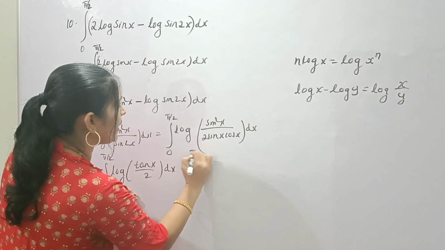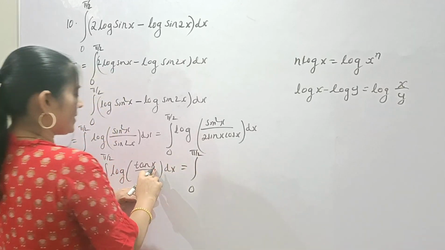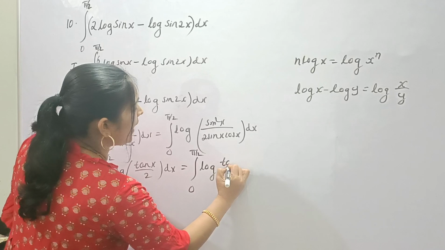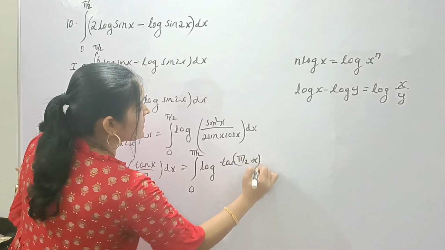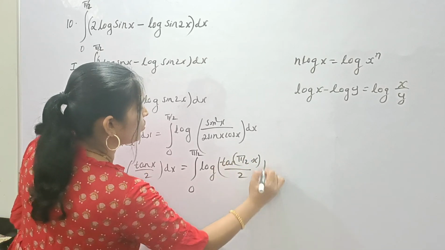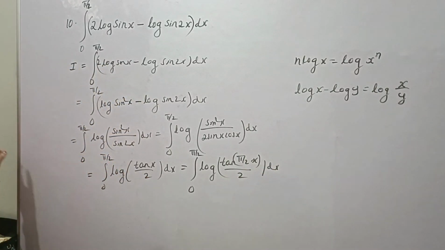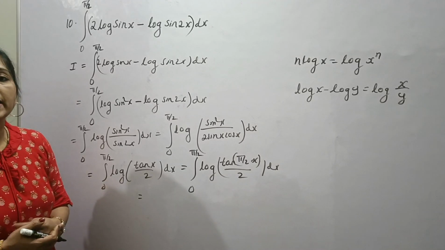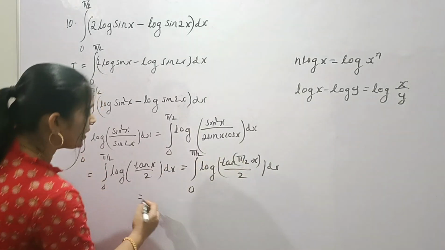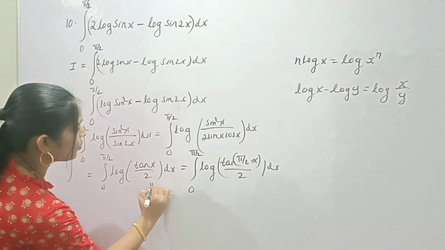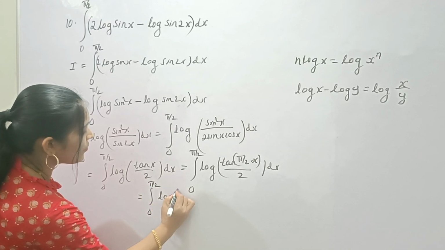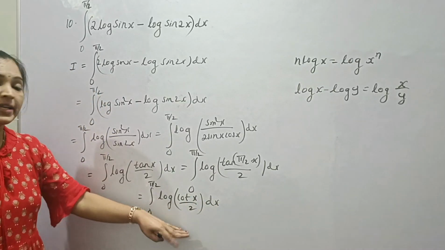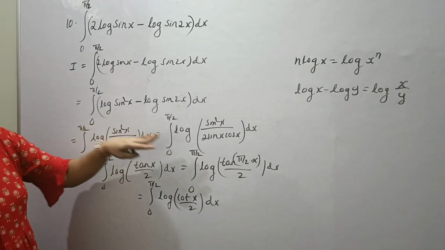Now let's apply the property integral 0 to a f of x dx equals integral 0 to a f of a minus x. Here in place of x we should write pi by 2 minus x. Log of tan pi by 2 minus x divided by 2 dx. What is tan pi by 2 minus x? Tan pi by 2 minus theta is cot theta, right? So it will be cot x. Integral 0 to pi by 2 log of cot x divided by 2 dx. What is it? I itself, right? So it's also I.